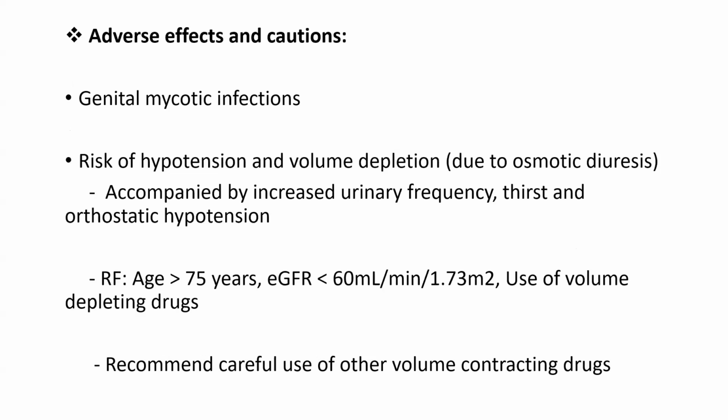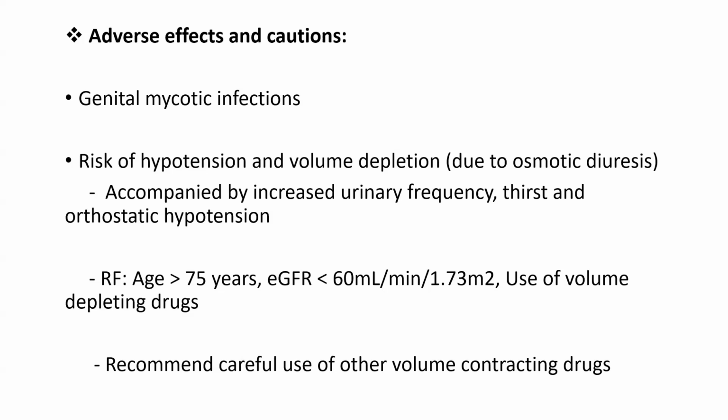Other adverse effects you need to be mindful of: one is genital mycotic infections, because there will be detectable concentrations of glucose in the urine once you start this drug, and that facilitates the onset of mycotic infections. The other is the risk of hypotension. We discussed earlier that there is a reduction of SBP mostly. The risk of hypotension and volume depletion due to osmotic diuresis is also higher, accompanied by increased urinary frequency, thirst, and orthostatic hypotension.